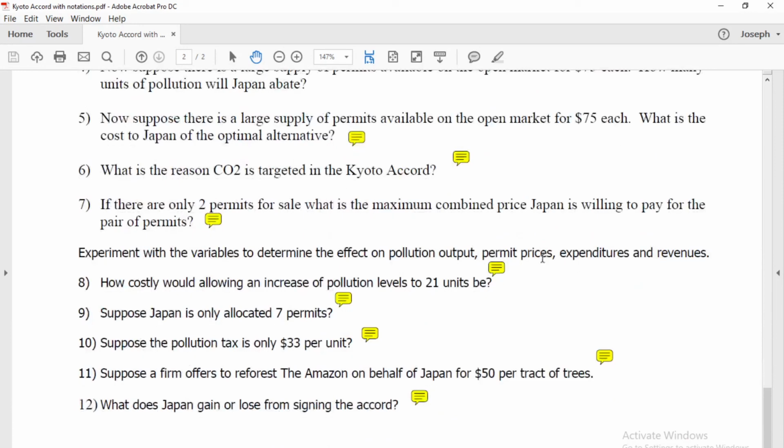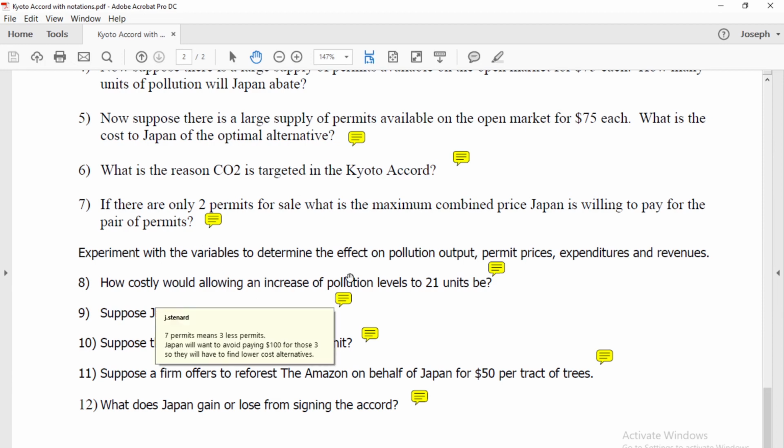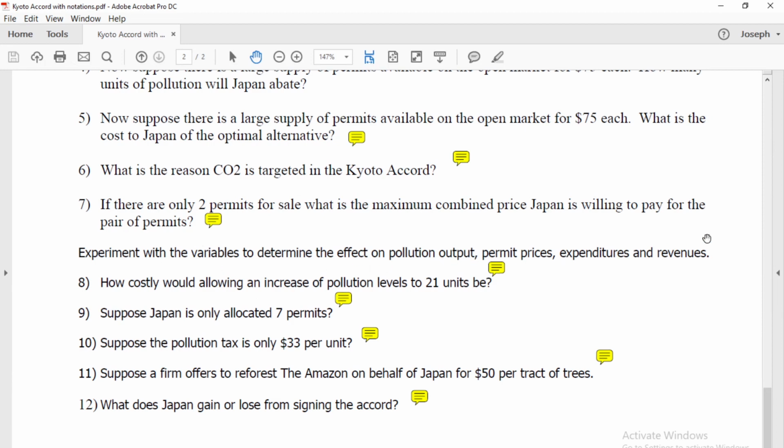If it plays out well in the experiments that we do, and we see that happen in the marketplace as well, but it's not intuitive. So you might want to come back to that and think about it, discuss it with me, or include it in the discussion board. Experiment with the variables to determine the effect on pollution output, permit prices, and expenditures and revenue. So we complete those 7 questions, really addressed it.